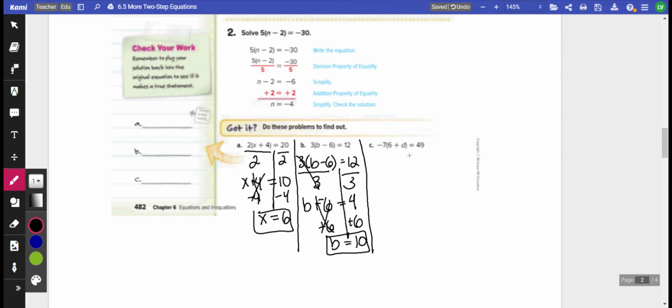All right, letter C. I'm going to extend my equal sign just like I have, and divide both sides by negative 7, because that is what I'm multiplying the left side by. This leaves me with 6 plus d equals negative 7. 49 divided by 7 is 7. Positive divided by a negative is a negative. My next step is to subtract 6 from both sides. I get d equals negative 13.